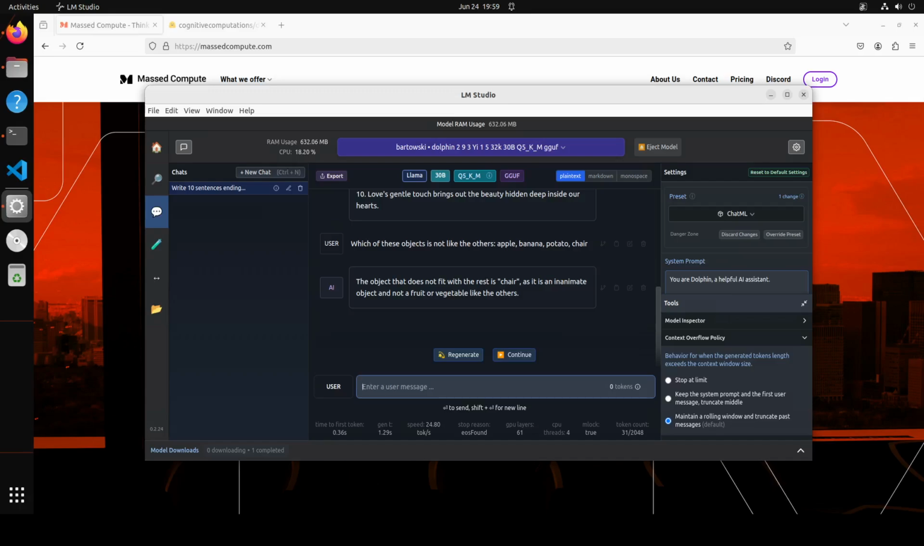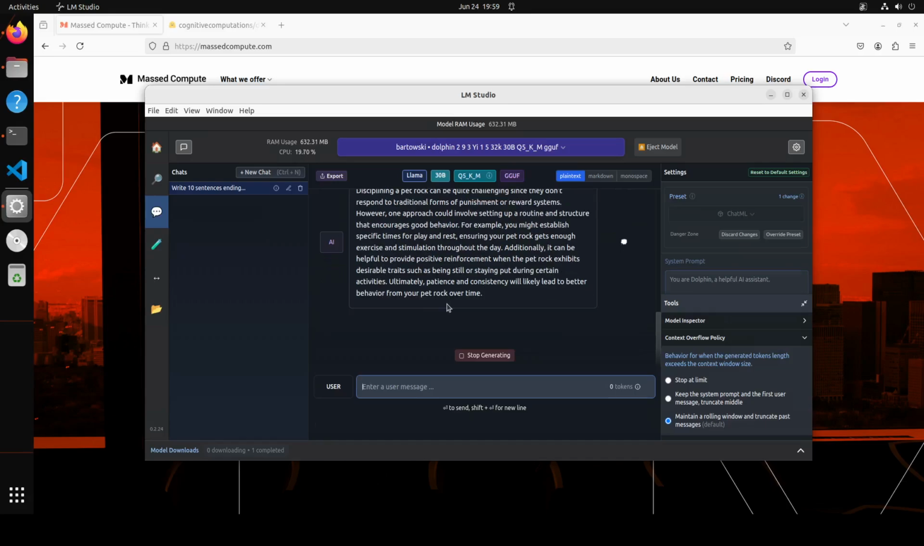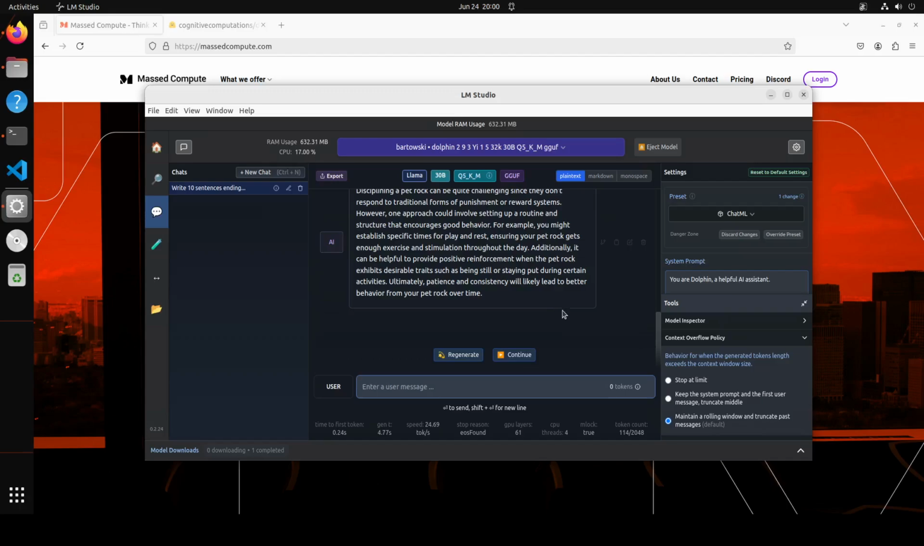Okay, so let's ask it if it is able to identify which is a living thing and which is not. So I am asking it, what is the best way to discipline a pet rock with troublesome behavior? So you see the model has just gotten into the role: disciplining a pet rock can be quite challenging since they don't respond to traditional forms of punishment or reward systems. But one approach could involve setting up a routine and structure that encourages good behavior. For example, you might establish specific times for play and rest. Interesting.